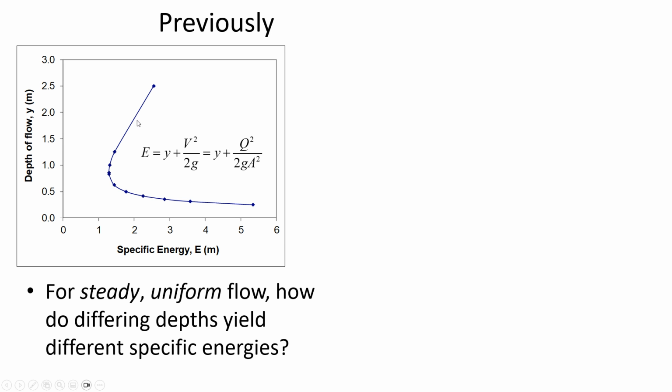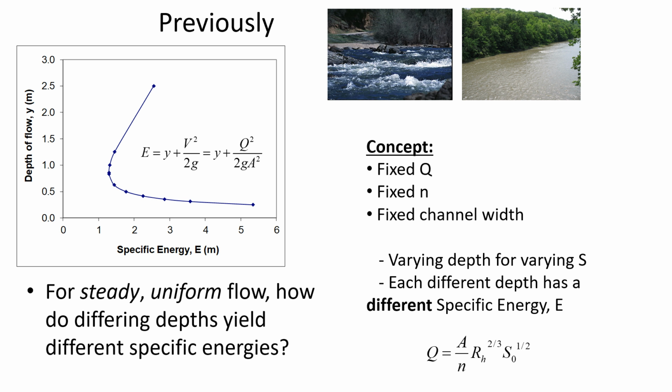So, specific energy diagrams tell us how we can find the alternate depths that have the same amount of specific energy. We can also use this diagram to understand how the water behaves when there's some sort of an obstruction or a choke or a transition that's causing non-uniform flow.